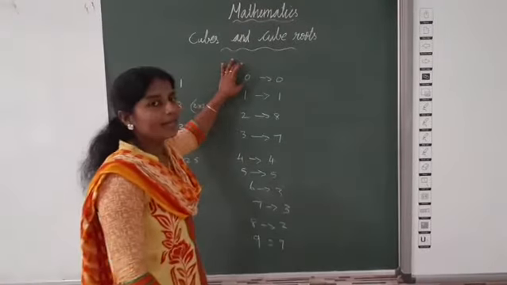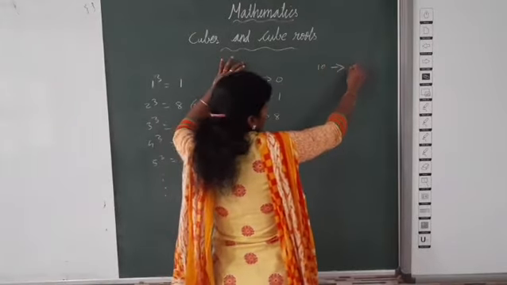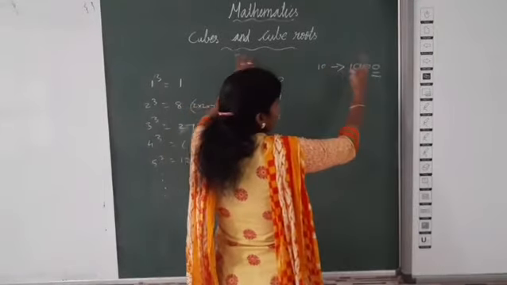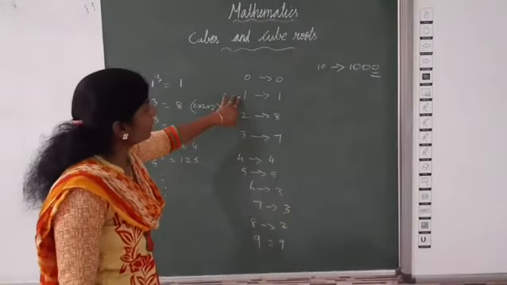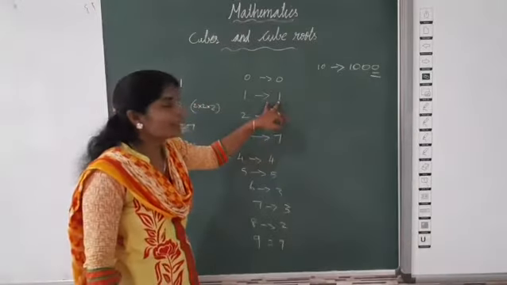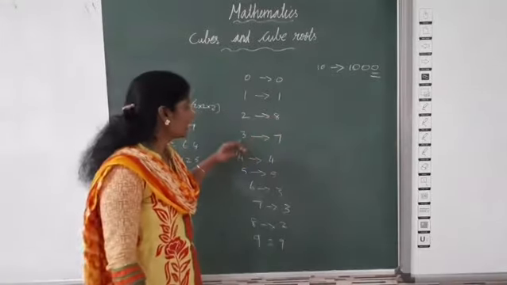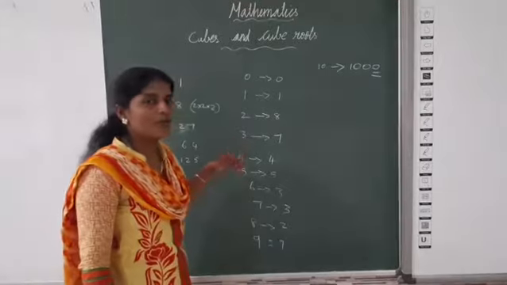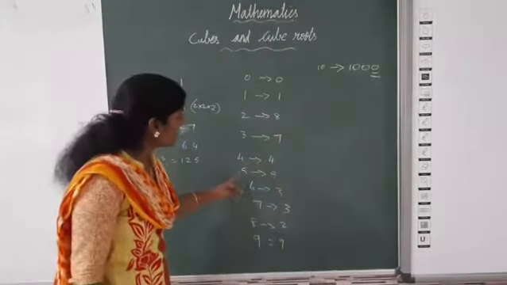Numbers ending with 0, suppose 10, what's the cube value? 1000. It ends with 0. Numbers ending with 0 have a cube that also ends with 0. Numbers ending with 1 have a cube that ends with 1. Here 2 means 8. 2 2's are 4, 4 2's are 8. 3 means 3 3's are 9, 9 3's are 27, so 7 in the ones digit. 4 means 4 4's are 16, 16 into 4 is 64, so 4. Like this. 5 means 5.